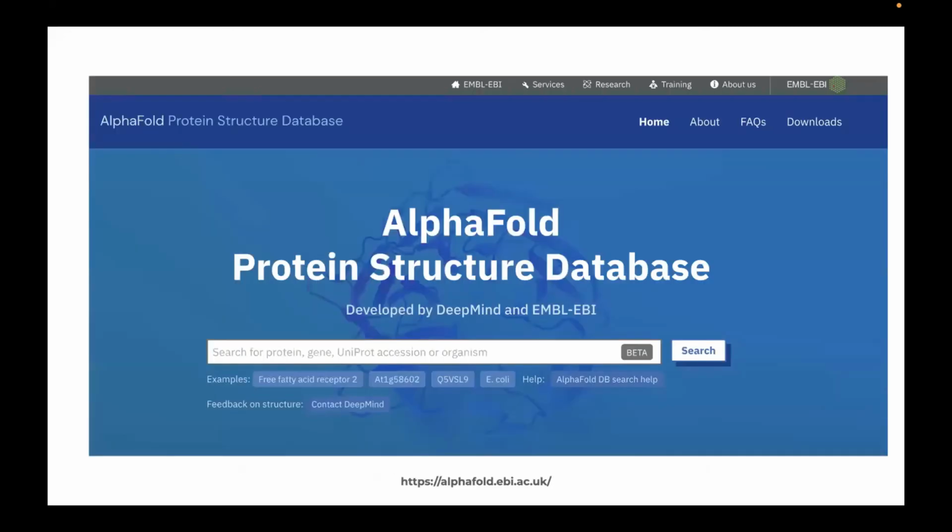EMBL has also developed and integrated AlphaFold. AlphaFold is an AI system developed by DeepMind that predicts a protein's 3D structure from its amino acid sequence. It regularly achieves accuracy competitive with the experimental structure. I have been talking about AlphaFold in many of my webinars, and we have gone through how AlphaFold came up, and also through one of the videos which explains AlphaFold.